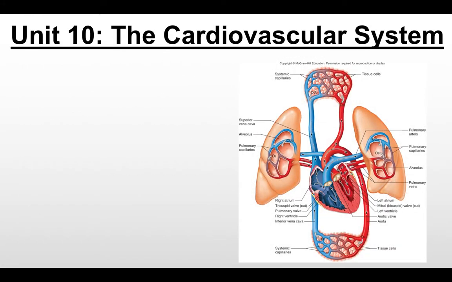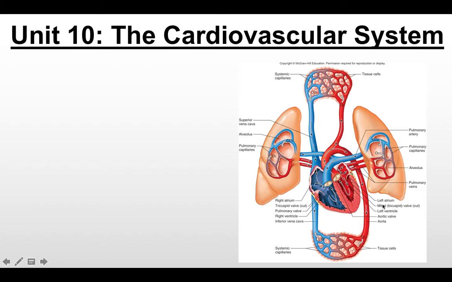All right, Unit 10 is all about the cardiovascular system. So we're talking about the heart, we're talking about blood vessels, and the one-way flow of blood throughout your body. Of course, if we're talking about blood, we need to talk about gas exchange, because that is the primary function of our red blood cells, to exchange oxygen and carbon dioxide with the tissues in our body.